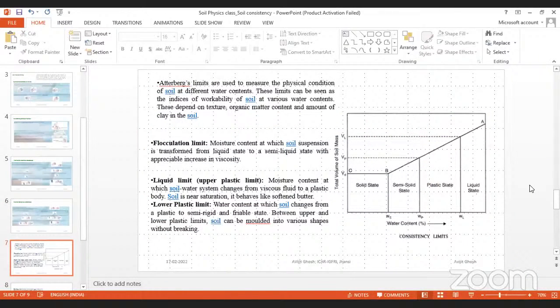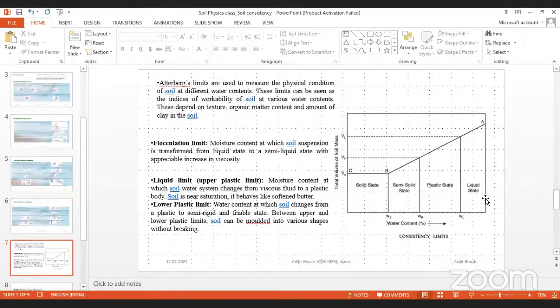Now, the most important part of soil consistency is the Atterberg limit. For this, you have to consider a soil mass that has been saturated, or better I should say super saturated, with water, and it is almost in a liquid state. So much water has been applied that the soil water along with soil particles is flowing. In that state, the soil is in a liquid state.